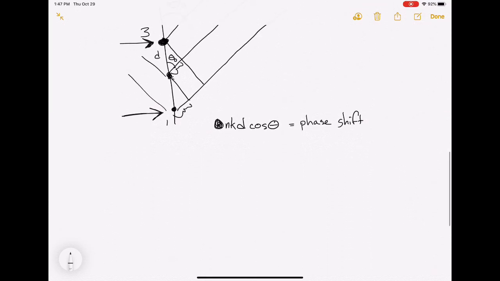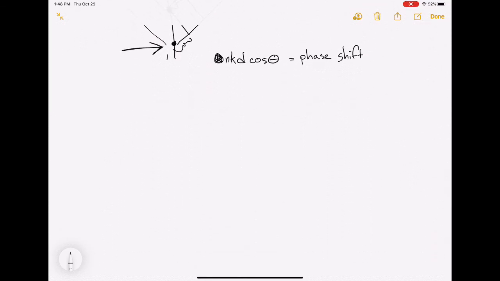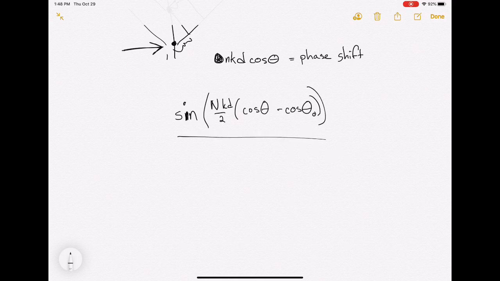So based on that, if we write down the sinc function of our new beam-steered pattern, the sinc function now becomes sine of big N k d over 2 cosine theta minus cosine theta naught, divided by sine of k d over 2 cosine theta minus cosine theta naught.